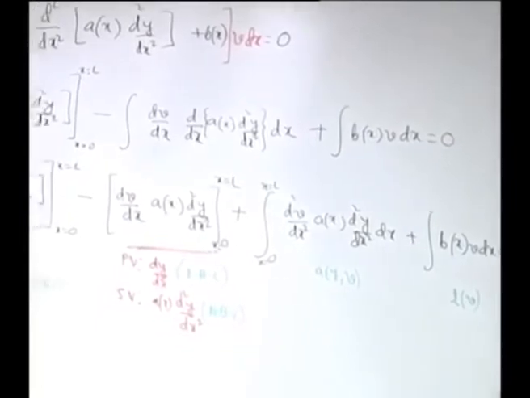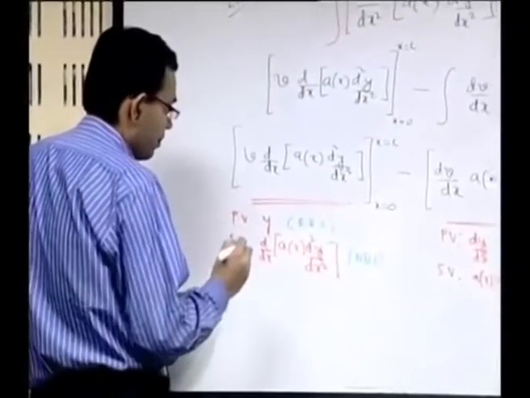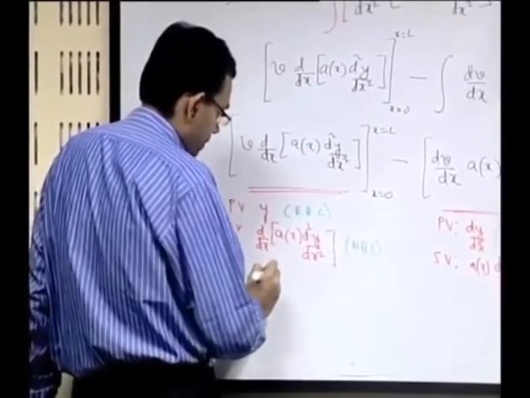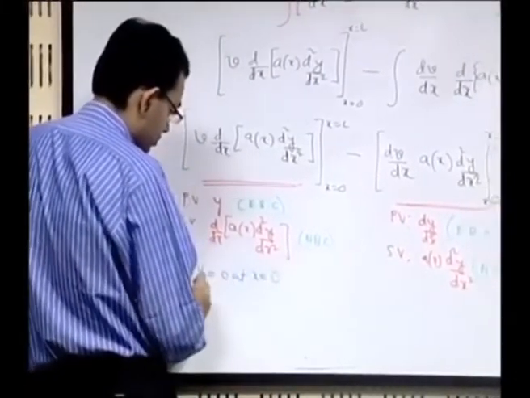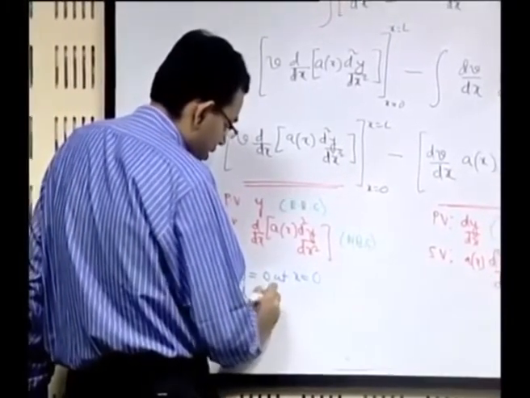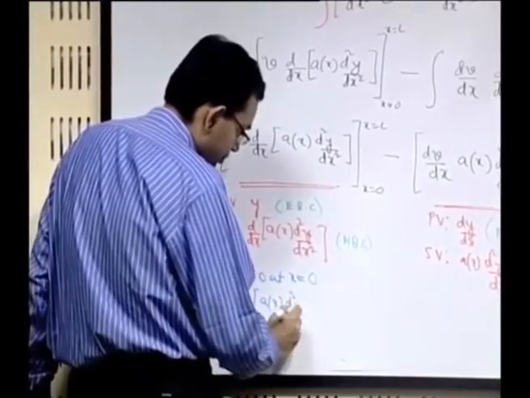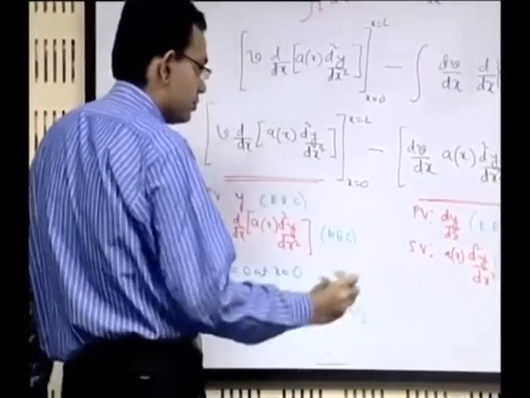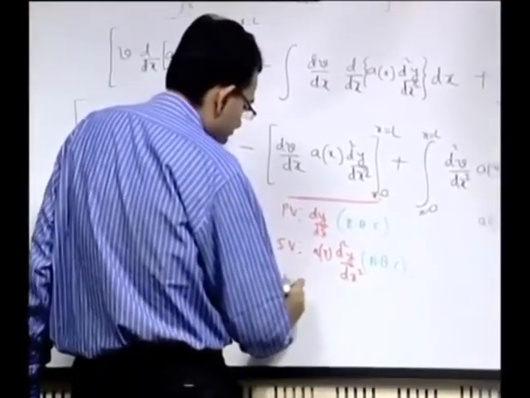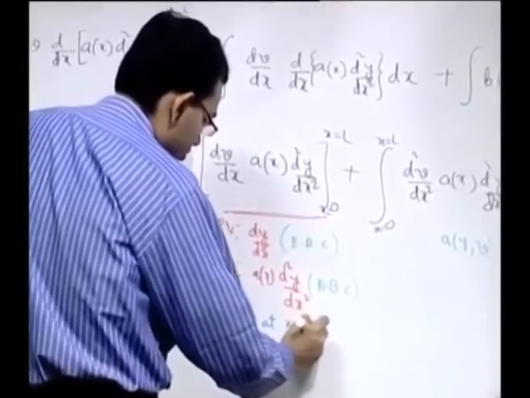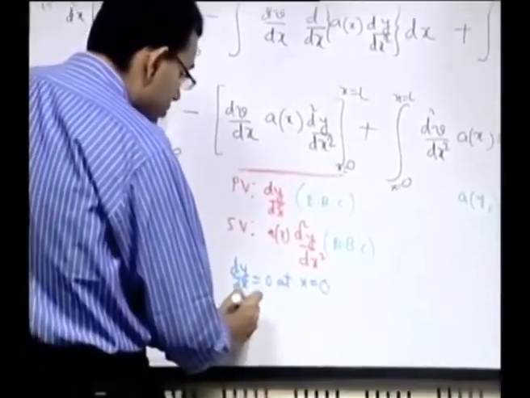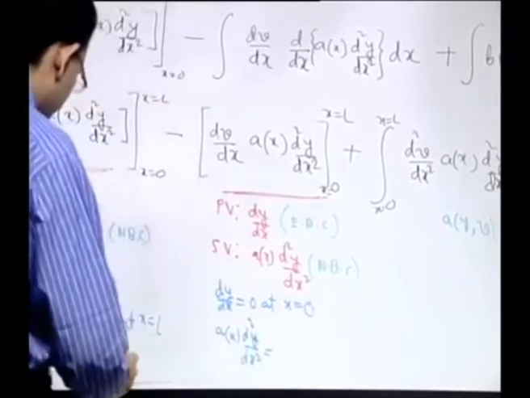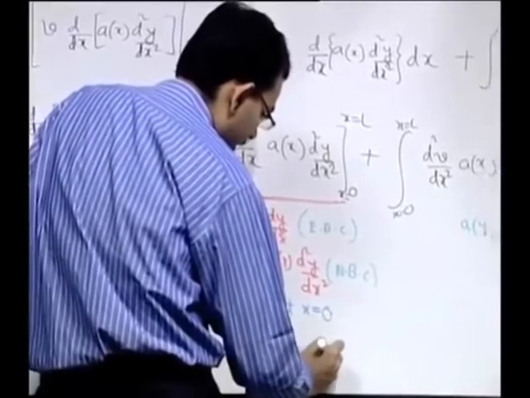Let us say y is equal to 0 at x equal to 0, d dx of a d2y dx2 is equal to c at x equal to L, dy dx equal to 0 at x equal to 0, and a d2y dx2, let us call it C1 and let us call it C2 at x equal to L.